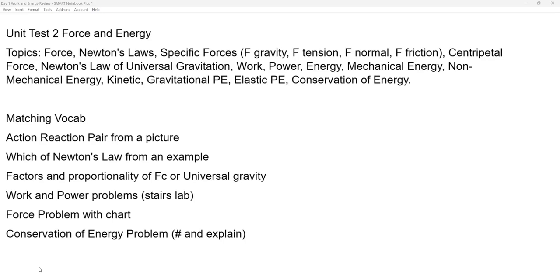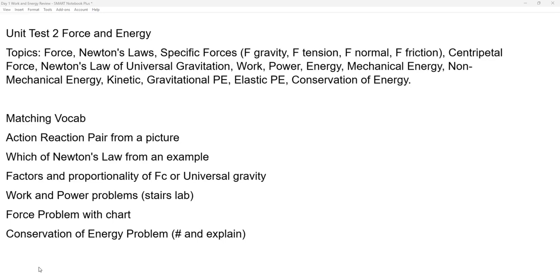The way that I'm going to assess it, I'm going to have a vocab section, which is matching. I'll have an action-reaction pair from a picture. I'll give you some examples, and you have to decide which of Newton's laws is best being demonstrated in that example. We're going to talk about the factors and proportionality of either the centripetal force or universal gravity, work and power problems, similar to what we do in the staircase lab.